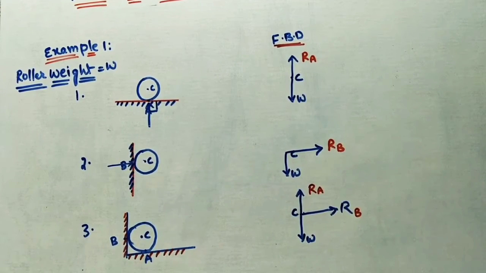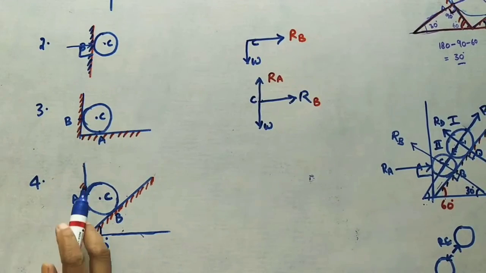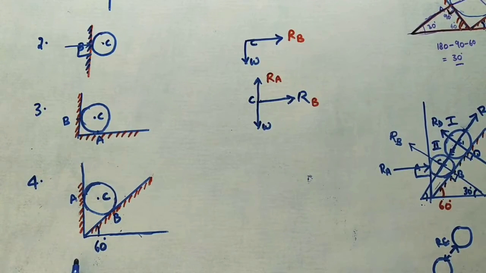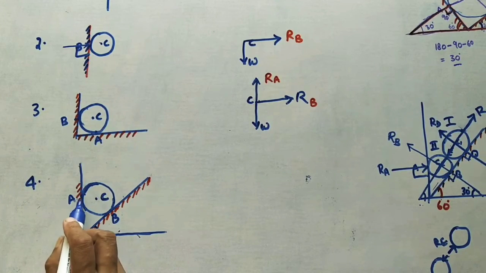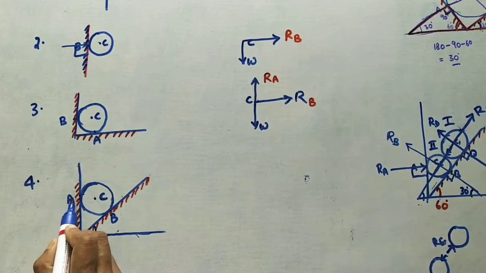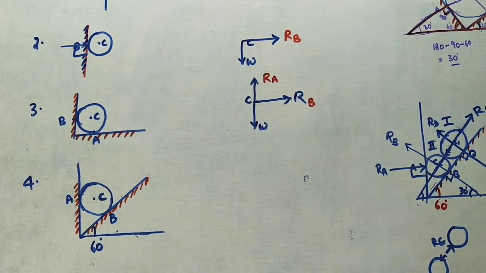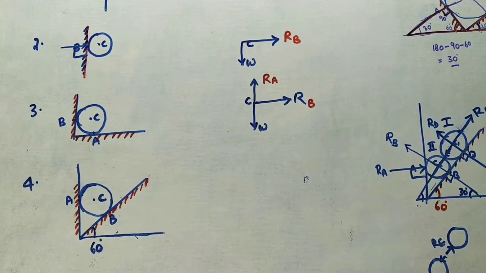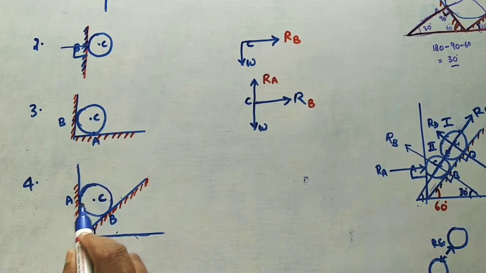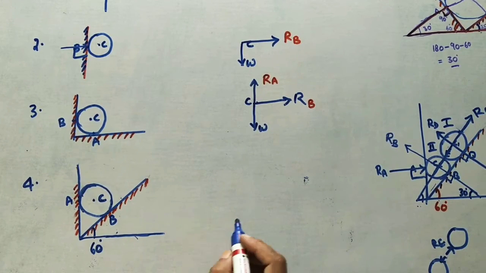Now I am taking the next example, the fourth one, inclined surface. In the fourth problem, one is a vertical surface, one is an inclined surface. The contact point at the vertical surface is A. The contact point at the inclined surface is B. This surface is making 60 degrees with the horizontal. Here C is the center of the roller. I am marking the FBD for this.